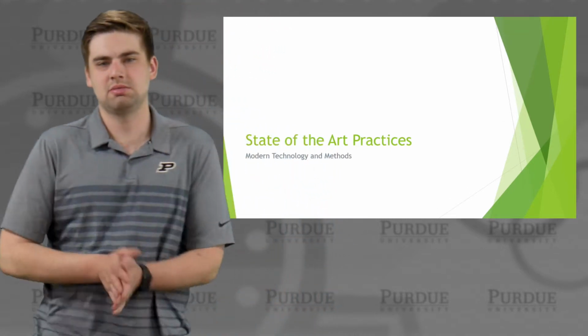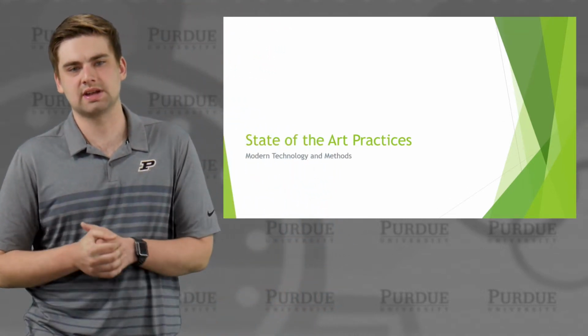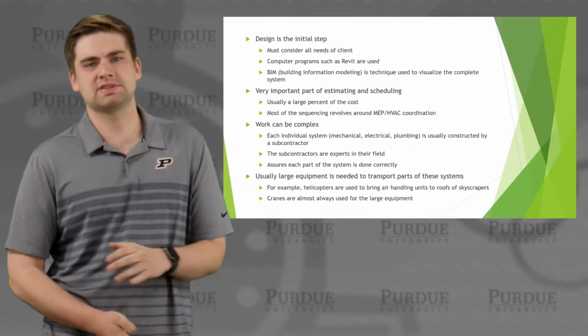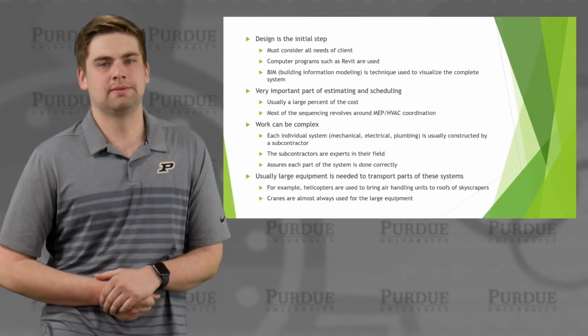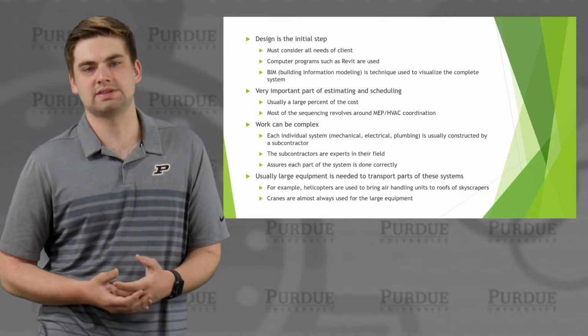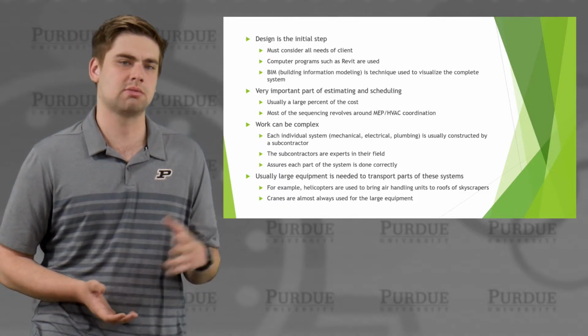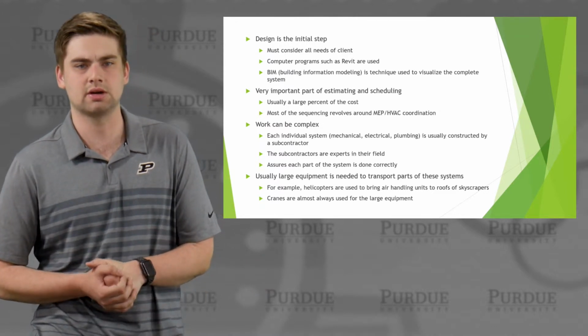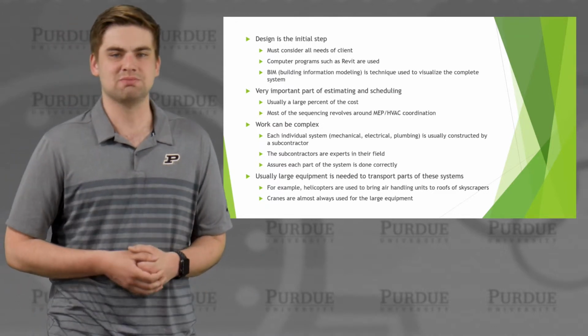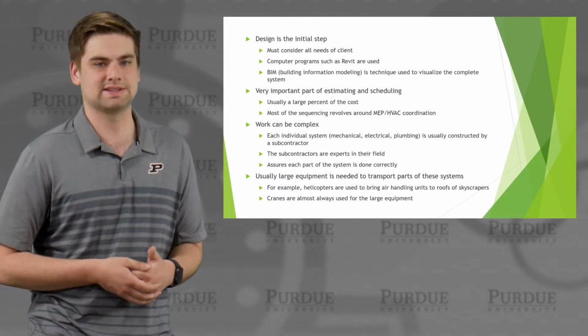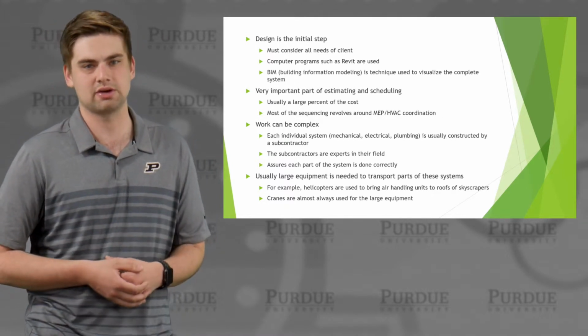So I'll be talking to you about some of the state-of-the-art practices in the industry today. First and foremost, design is the initial step. We need to consider all of the needs of the clients, and computer programs like Revit are used, and I'll be discussing a little bit about that later. And building information modeling, or BIM for short, is a technique used to visualize the complete system, and I'll show you an example of that later on as well.